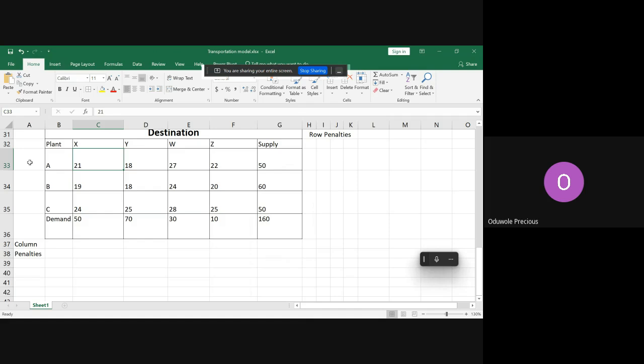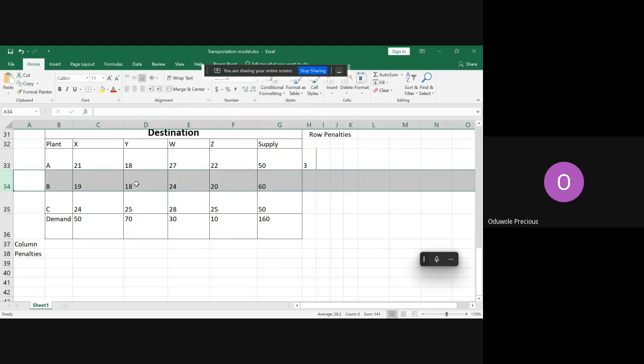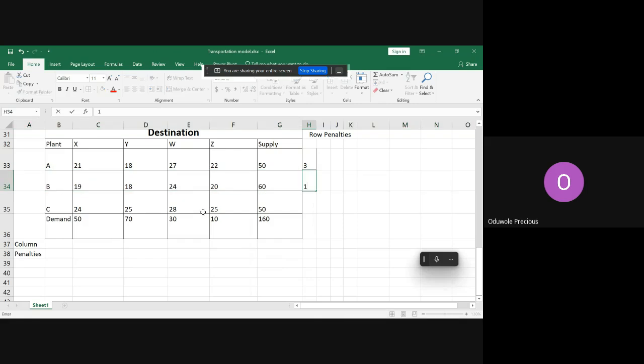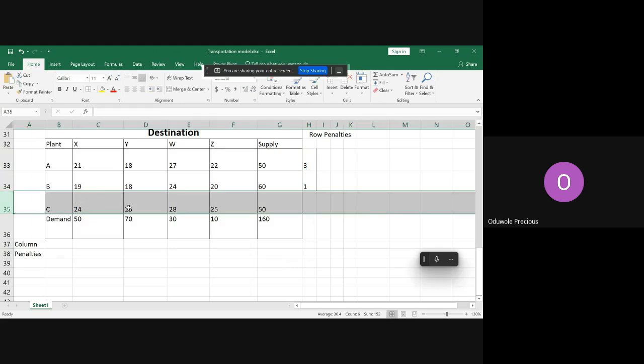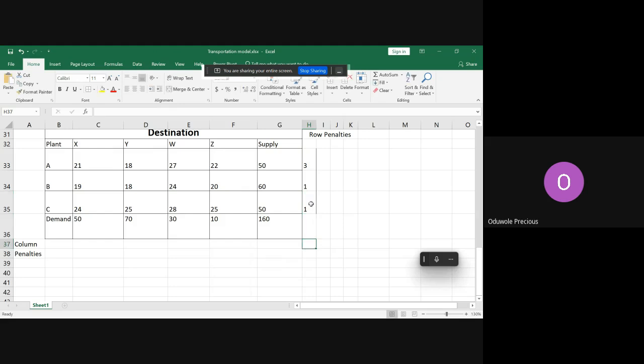So for the row here now, the least are 18 and 21. So 21 minus 18 is what? That's 3, right? 19, 20, 21. Good. So we write 3 here. So that's for the first row. You do it for the second row also, because the two least, 19 and 18, that's one. You do it here again, because the two least, 24 and 25, that's also one. You are done with all the rows.